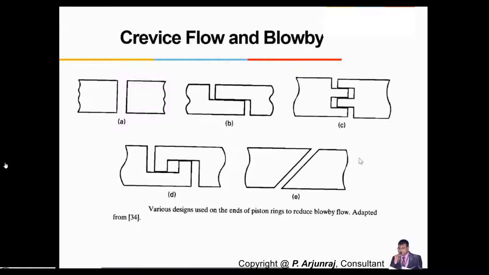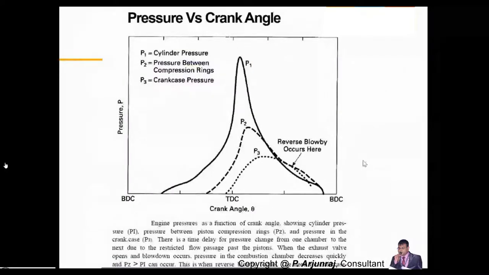You can have different systems, different configurations. Okay, look at this. During the combustion stroke, the pressure shoots up to a high pressure, which we call the peak cylinder pressure. So you have three different stages. One is the high peak cylinder pressure, the next one is the pressure between the compression rings, and the third one is the crankcase pressure.